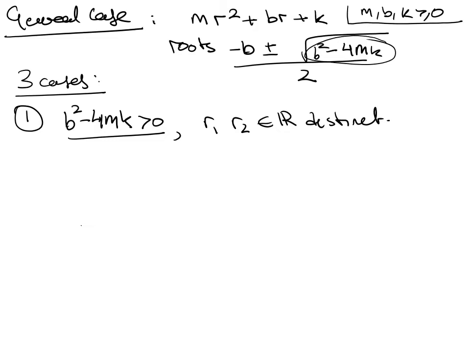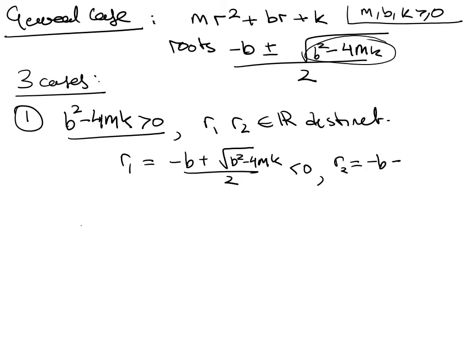For example, b could be 0, but if these are non-negative, then the square root of b squared minus 4mk is less than b, right? So the roots are going to be minus b plus the square root of b squared minus 4mk, over 2, which is going to be negative, right? Because if I took negative b and added something less than b to it, that's negative, and the second root is also going to be negative. And so you're actually going to get two negative real roots in the special case where the ODE comes from a spring mass system.